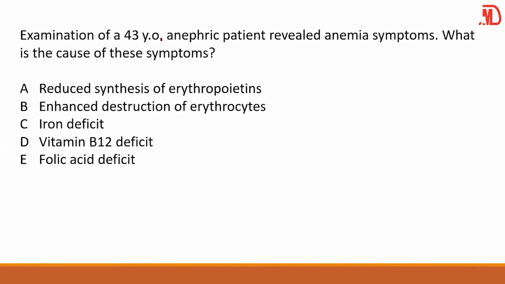Examination of a 43-year-old anephric patient. That means there is no what? Kidney. Revealed signs of what? Anemia. What is the cause of these symptoms? So this person has no kidney. And don't forget, one of the major organs for production of red blood cells is the kidney. And the hormone is called erythropoietin.